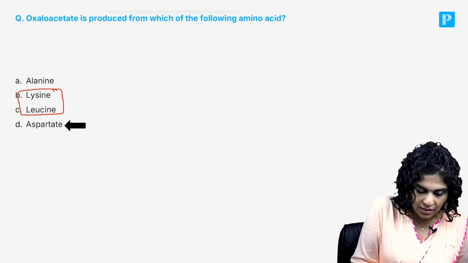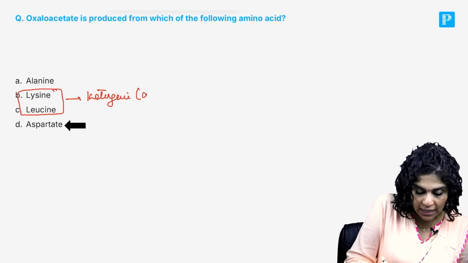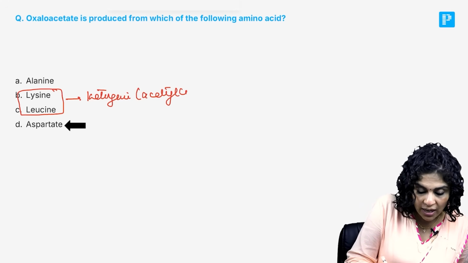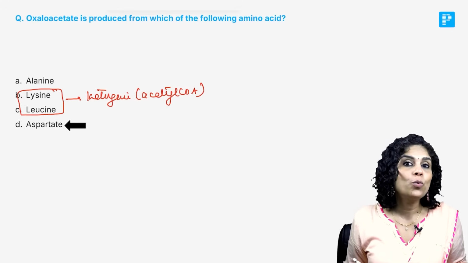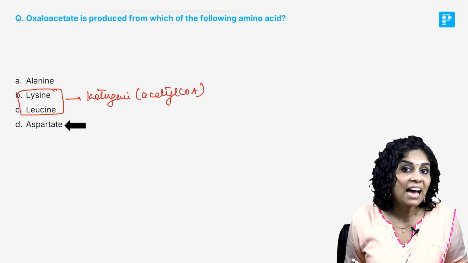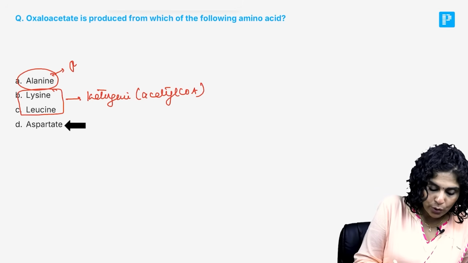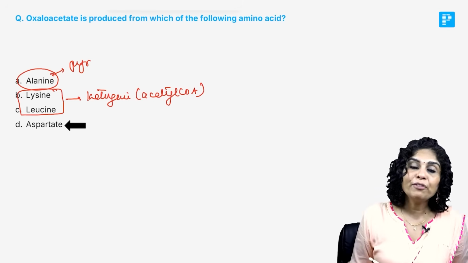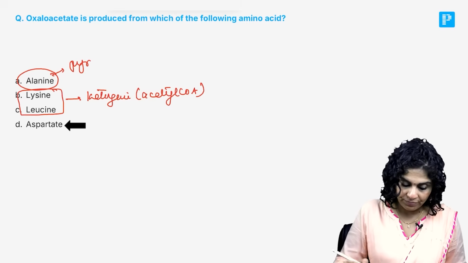Leucine and lysine are purely ketogenic. When I say they are purely ketogenic, I mean to say they form acetyl-CoA. They don't form oxaloacetate. So if they ask you what are the purely ketogenic amino acids, your answer should be lysine and leucine. Alanine forms pyruvate. Alanine does not form oxaloacetate.